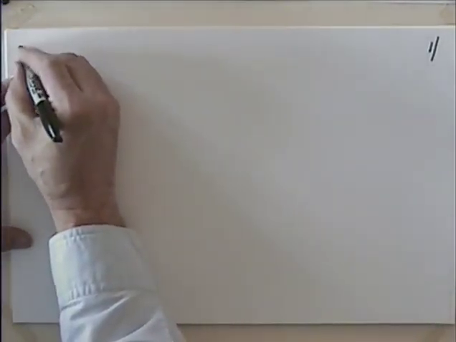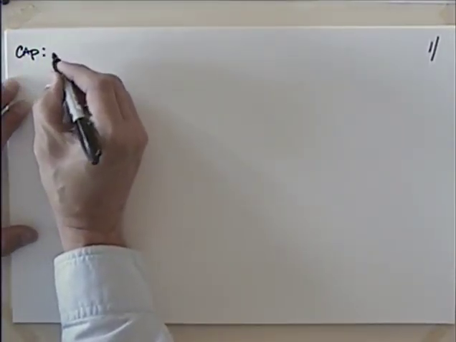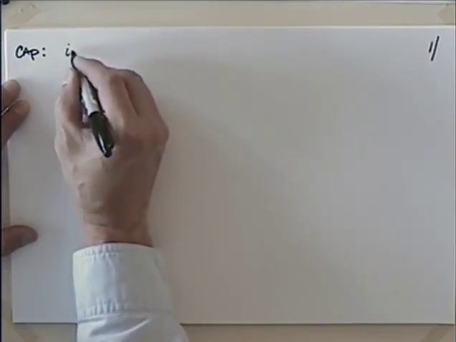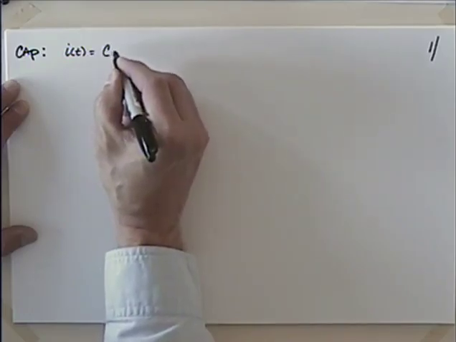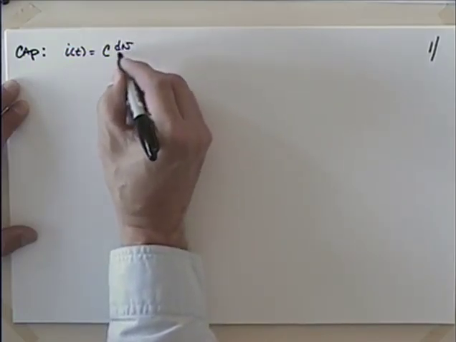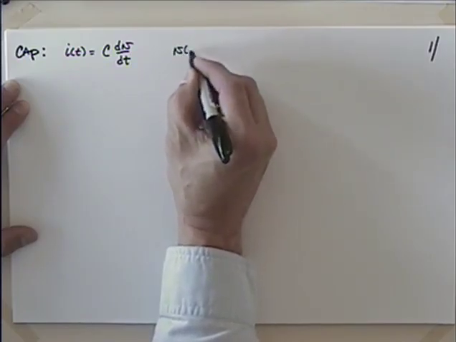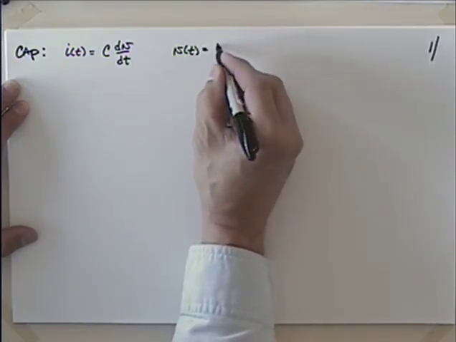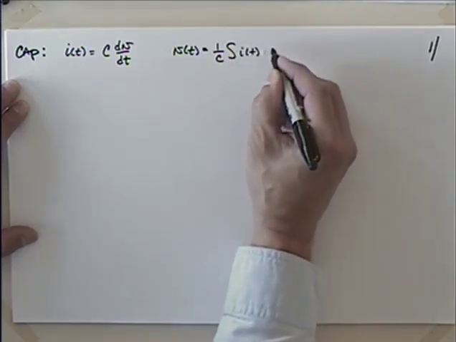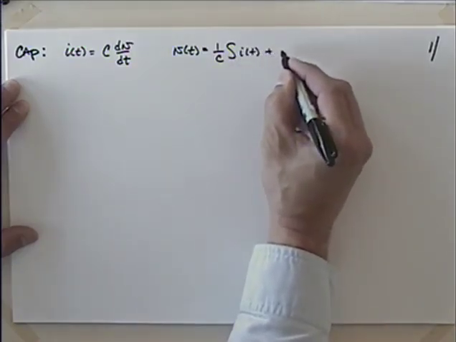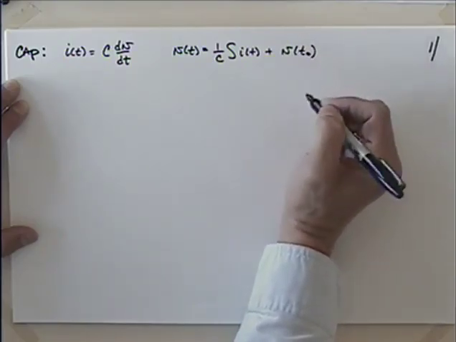So let's say that we've got a capacitor. Our governing equations for the capacitor is that I in the t domain is equal to the value of the capacitance C times dV dt. And then if we want the voltage across the capacitor in the time domain, that's 1 over C times the integral of I of t plus then the initial charge V t naught.